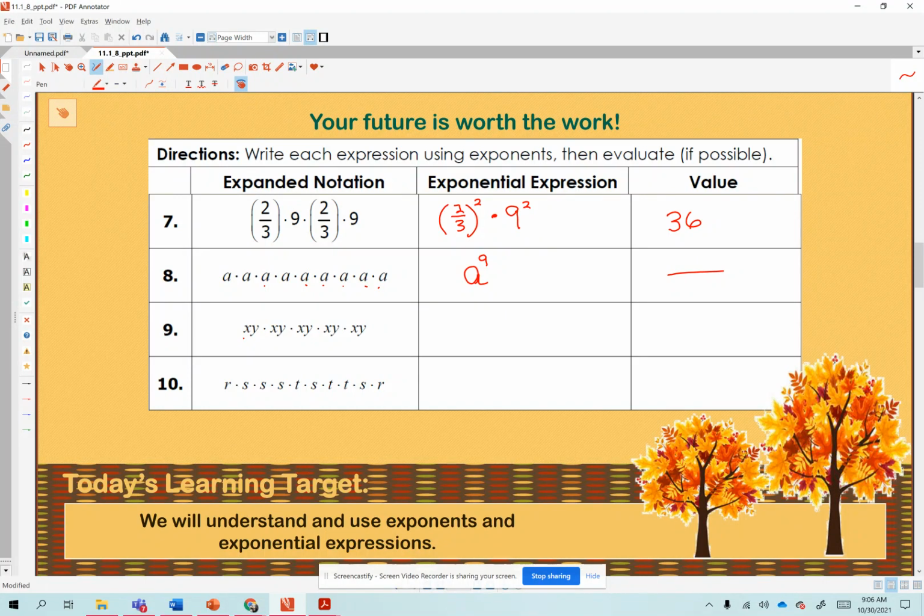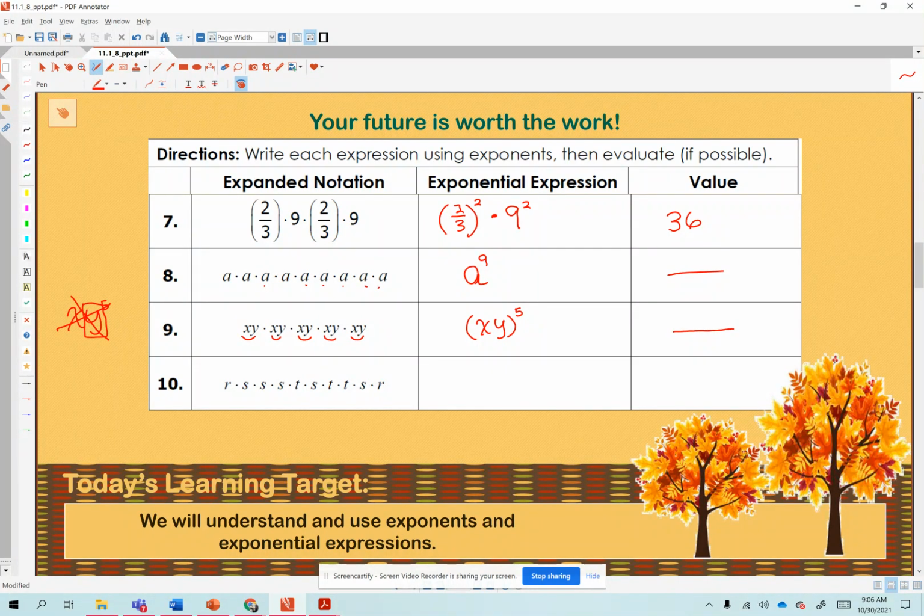In number 9, we have the expression xy 1, 2, 3, 4, 5 times. So that would be xy, and we'll put that in parentheses, to the 5th power. And the reason we put it in parentheses is if we were to write it xy to the 5th, the exponent of 5 would only apply to the y, and that would not be correct. So we need to put that in parentheses. And again, we cannot find the value of those letters.